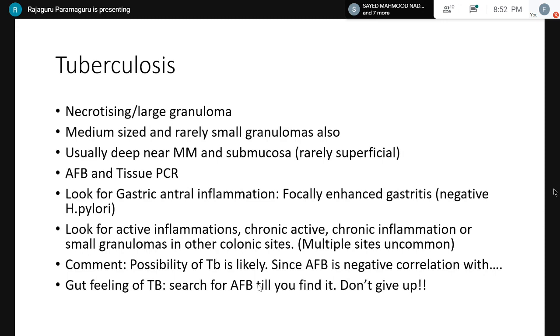The thing is that the changes which are seen in the terminal ileum and the IC valve can be so similar to Crohn's disease, so the distinction becomes difficult in certain cases. Pseudopyloric metaplasia can be seen, patchy inflammation can be seen, crypt architectural changes can be seen, just like Crohn's disease. So what I use as a histological marker is, as I told you earlier, the focally enhanced gastritis, which I showed in the image earlier.